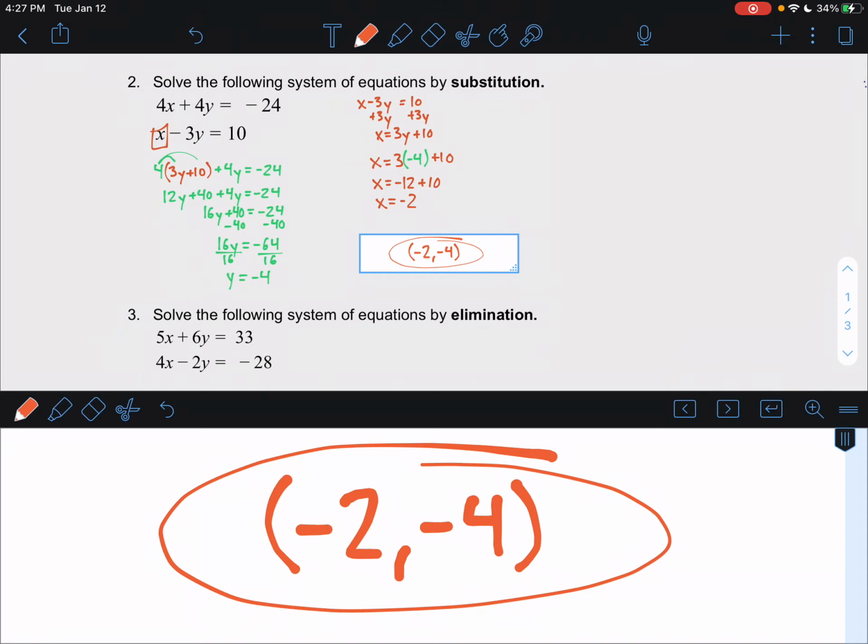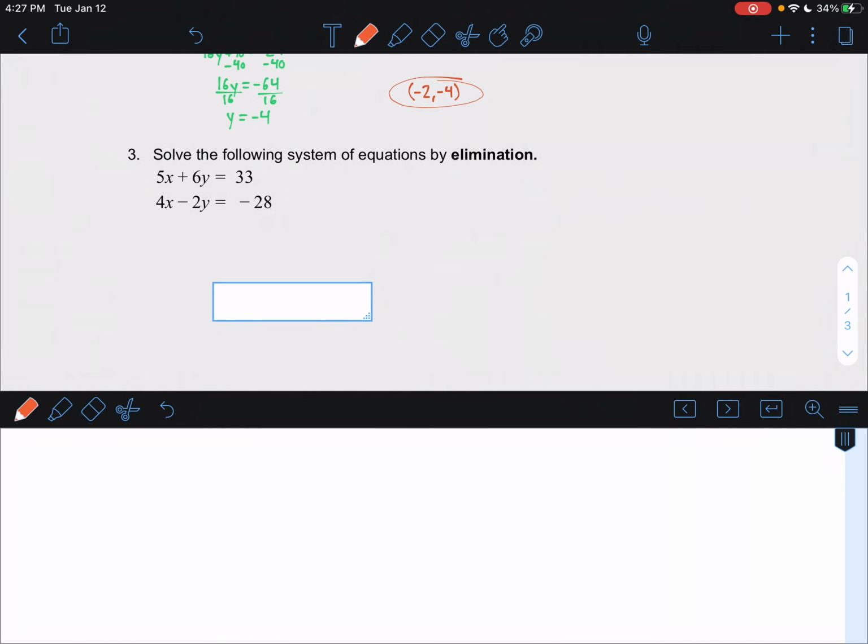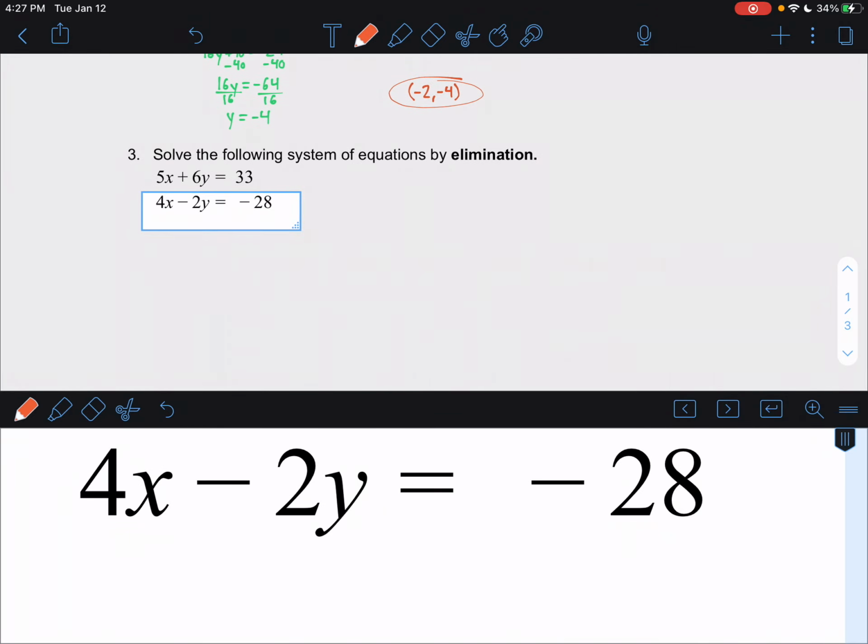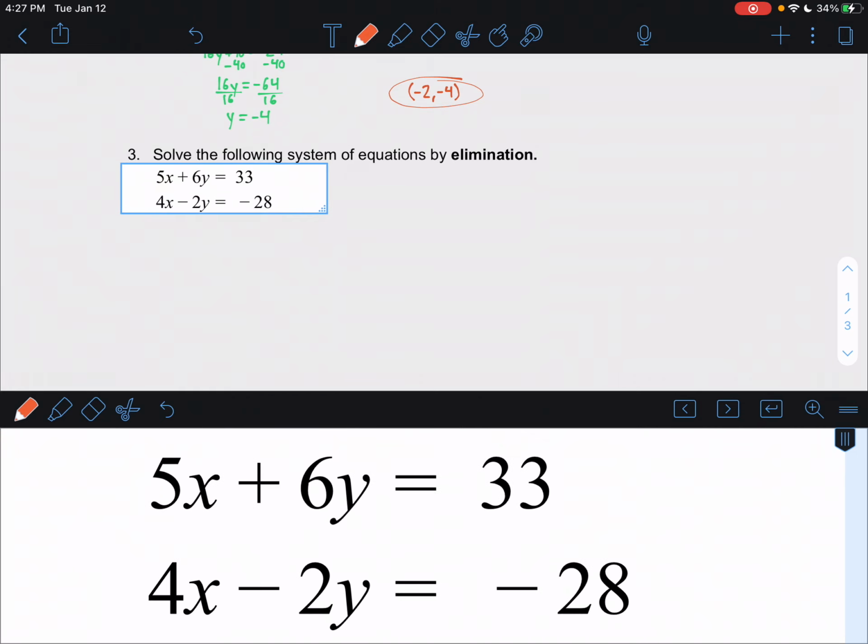All right, so that was solving by substitution. This third one is solving by elimination. And I can see these two equations, and just from the get-go, nothing looks like it's going to be eliminated when I combine them. But I'm looking at the x's. I have 5x and 4x. Those don't share any common factors. So there's nothing I'm really going to multiply either of those equations by to cancel out the x's.